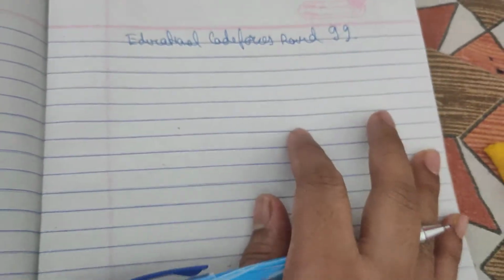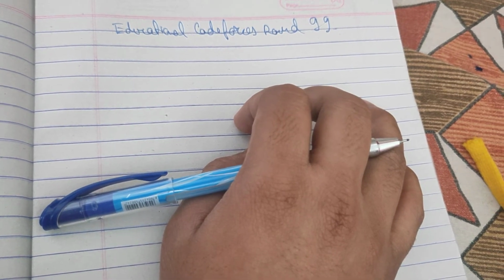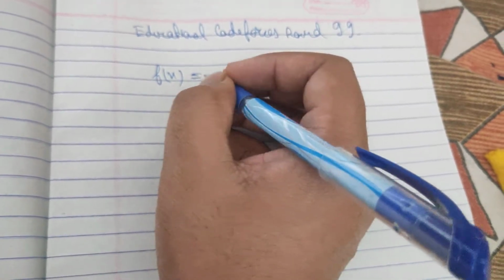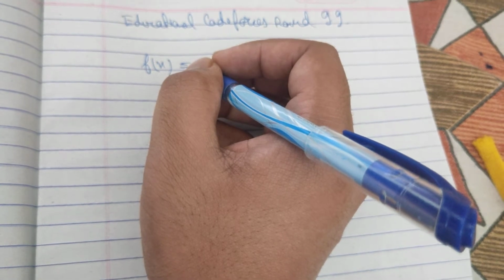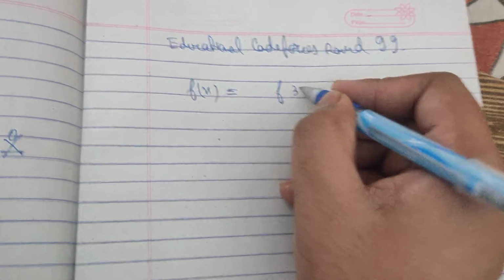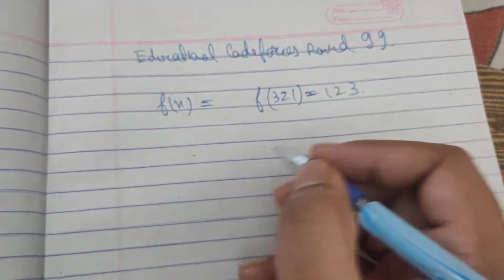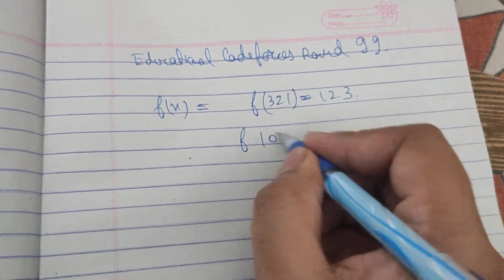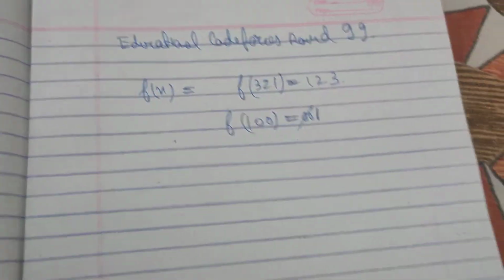The first problem gives us a function f(x). It says to write all the digits of the decimal representation of x backwards. Suppose f(321) is given, so f(x) will be 123. It also says to get rid of the leading zeros. So suppose f(100) is given, the answer will be 1. The leading zeros will be cancelled.